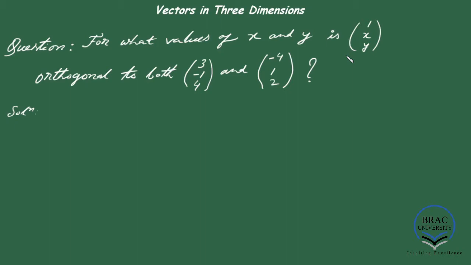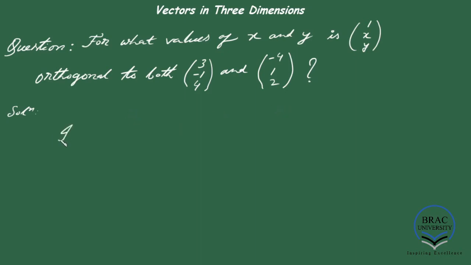Two vectors are orthogonal when their dot product is 0, which means we have to find values of x and y for which the dot product of this vector with this, and the dot product of this vector with this, both equal 0. So basically we want to find the values of x and y under a certain condition, and the condition over here is orthogonality. Okay, now let's try to attack this problem.